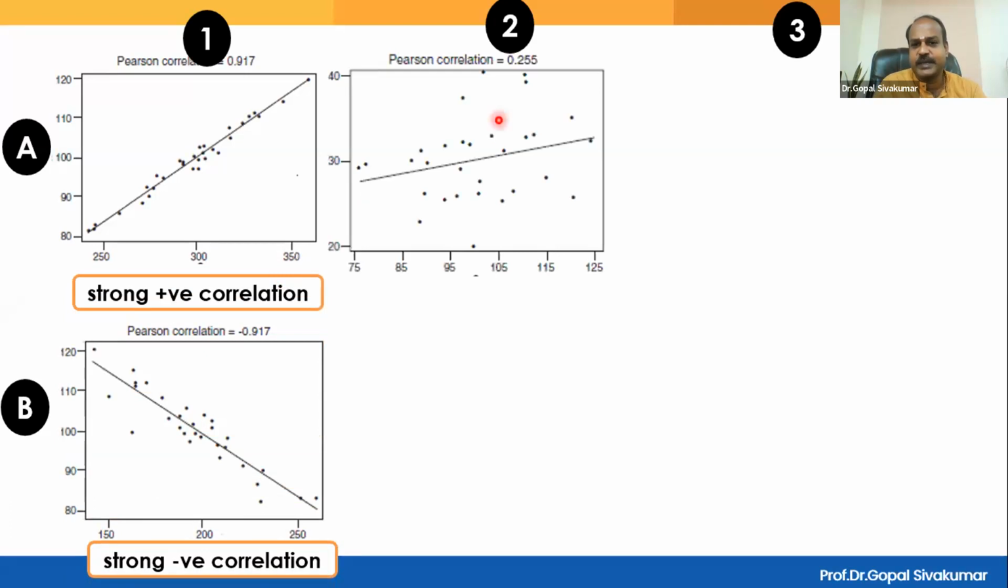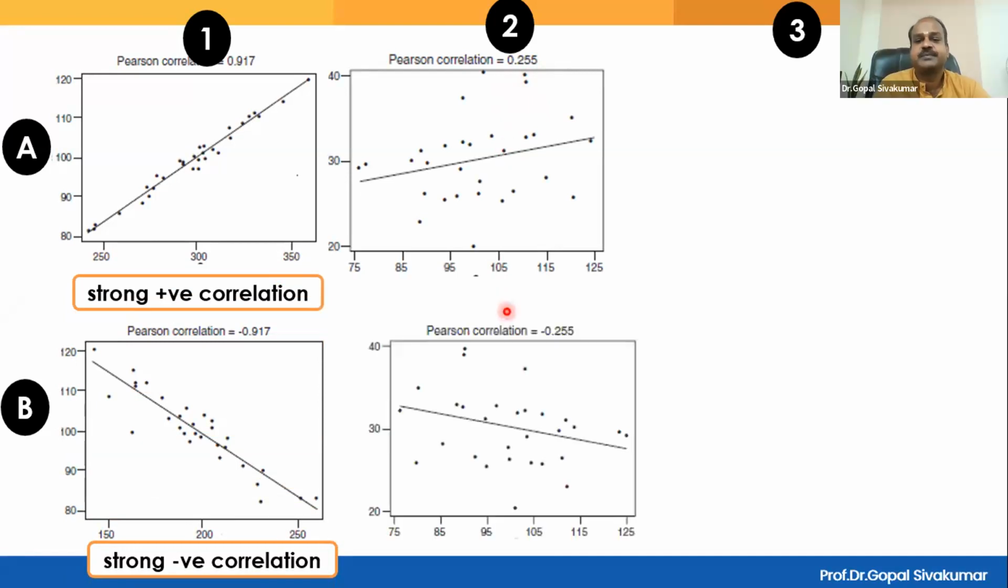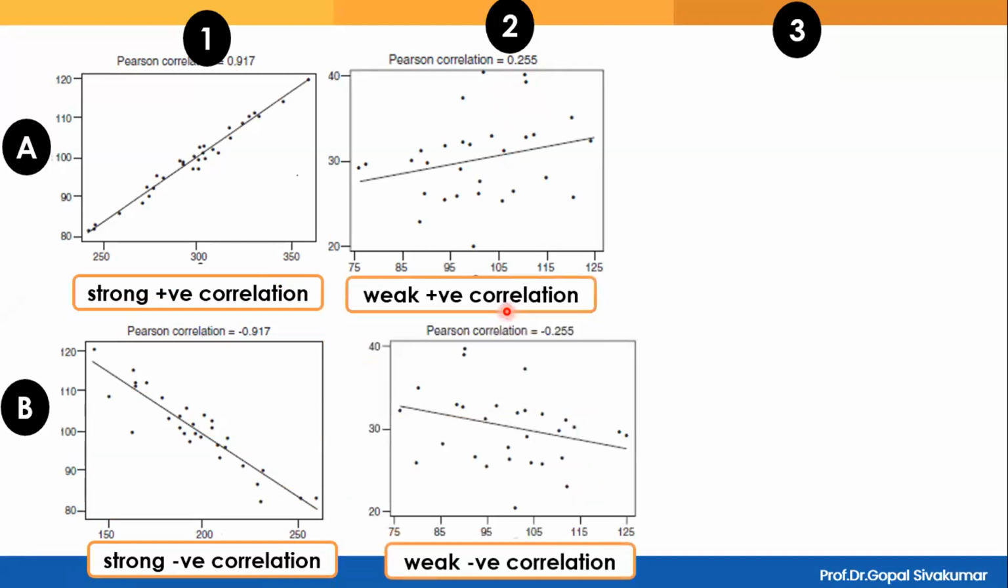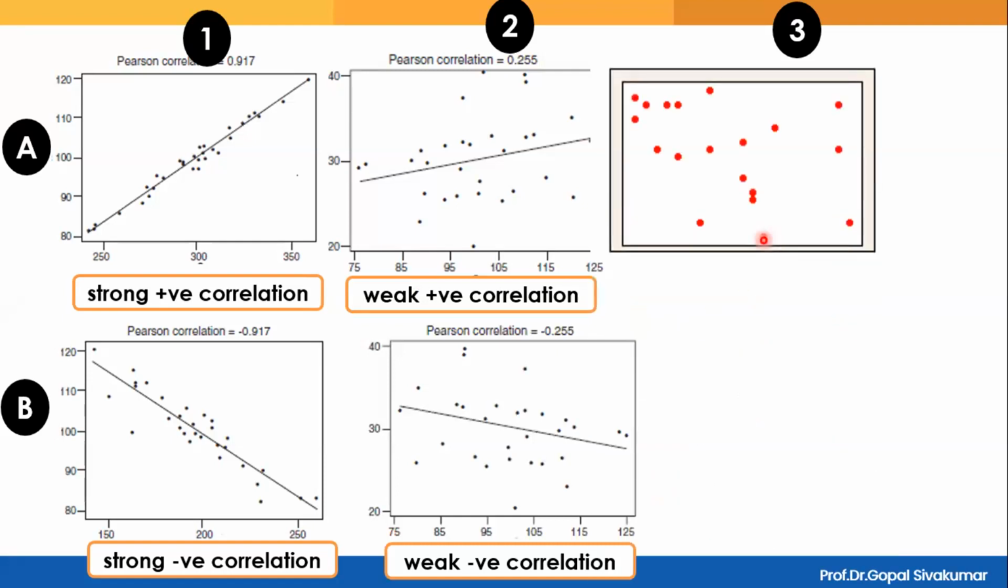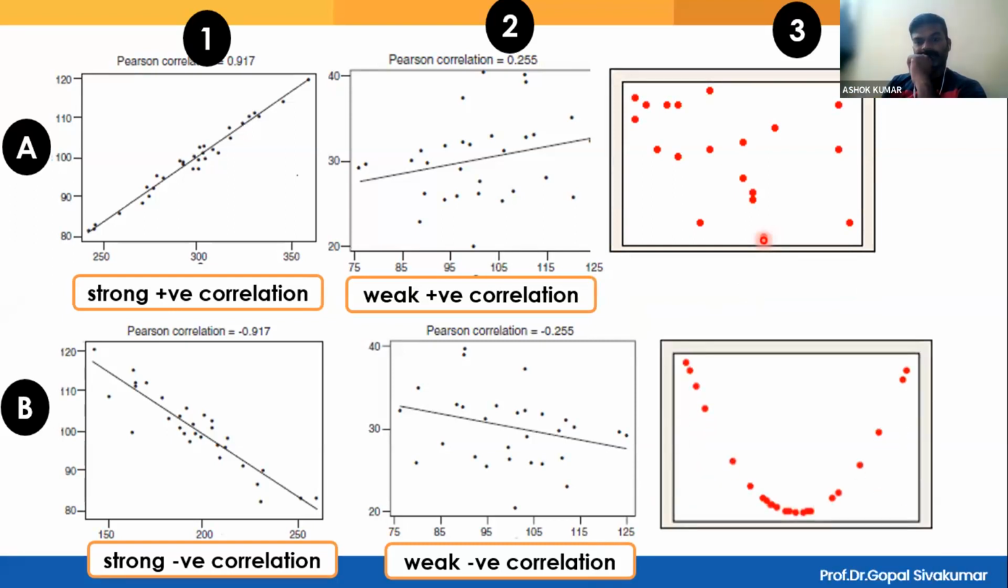Now, what is the relationship here? Moderate positive. Can you see the R value here? Weak, actually it is. Weak, positive, linear. Here? Negative. Weak negative linear. Weak negative correlation. And here? Random. Scattered, completely scattered. That means no correlation.